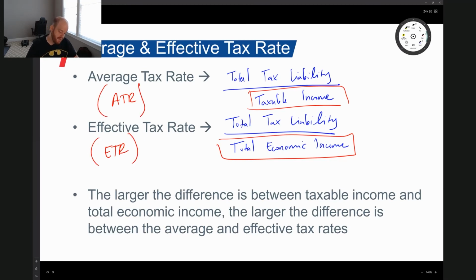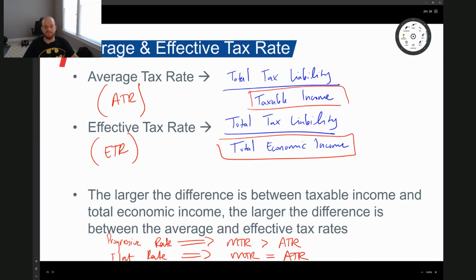And if we have a progressive rate, your marginal tax rate is going to be higher than your average tax rate. If we have a flat rate, your marginal tax rate is going to be equal to your average tax rate, because at a flat rate, every additional dollar is just taxed at the same rate.